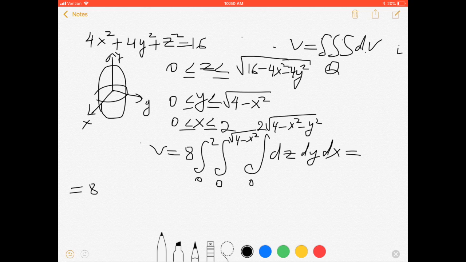We have 8 integral from 0 to 2, integral from 0 to square root of 4 minus x squared. Then integral dz with respect to z will be z. If I plug in the endpoint, it will be exactly 2 square root of 4 minus x squared minus y squared, and this we have dy dx.